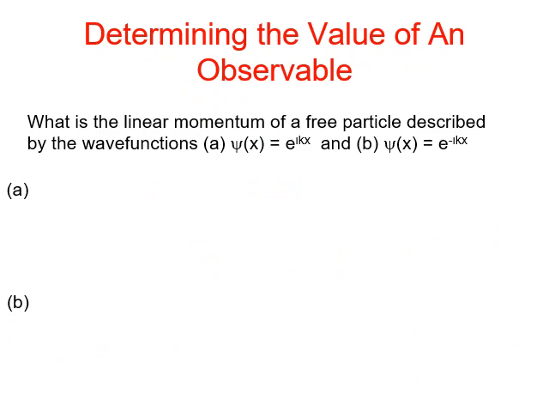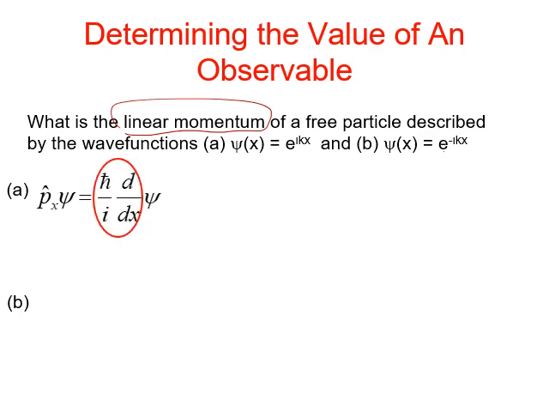Example: what is the linear momentum of a free particle described by the following two wave functions? One is e to the ikx, one is e to the negative ikx. To find the linear momentum, we use the momentum operator, which operates on the wave function. Remember you have two forms of the momentum operator. We choose one. This is the first form, h bar divided by i, times the first derivative of psi. Plug in psi, which is e to the ikx.